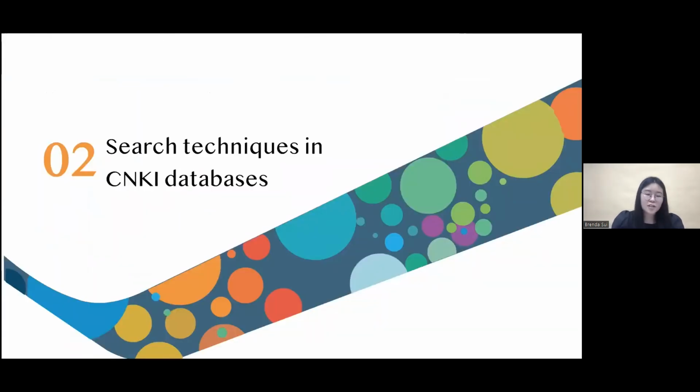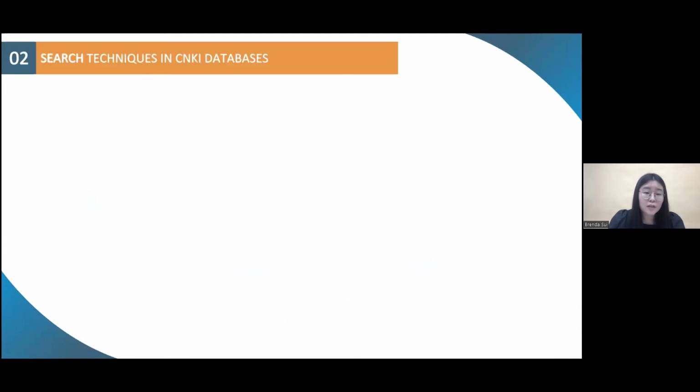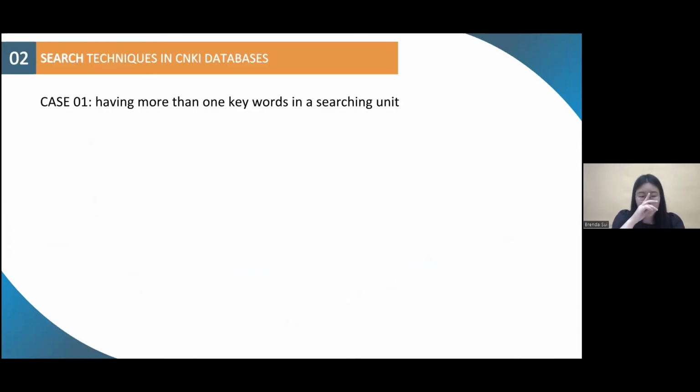All right, next session, I would like to introduce some search techniques in CNKI databases. In our daily use of CNKI, we might come across the following situations. Case one, having more than one keyword in the search unit. For instance, I want to get articles themed on 宋代科举.